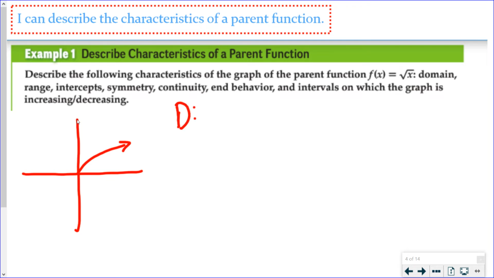So our domain for this guy is going from 0 to infinity. We include 0 because we don't have an open circle here. Same thing for my range, from 0 to infinity.